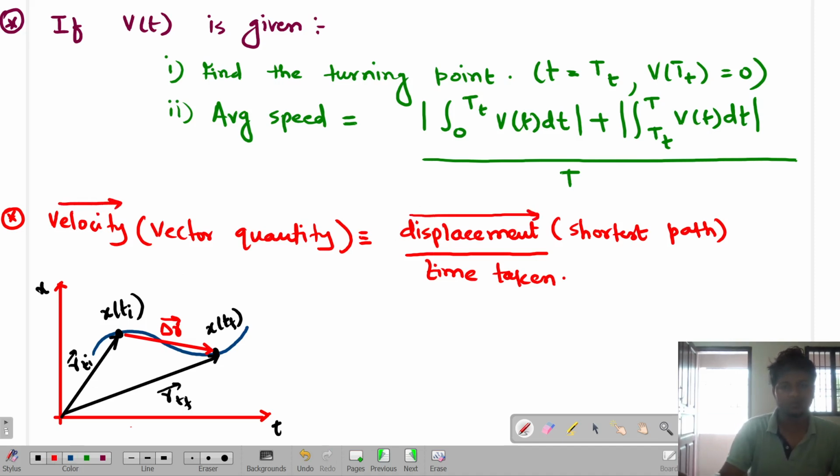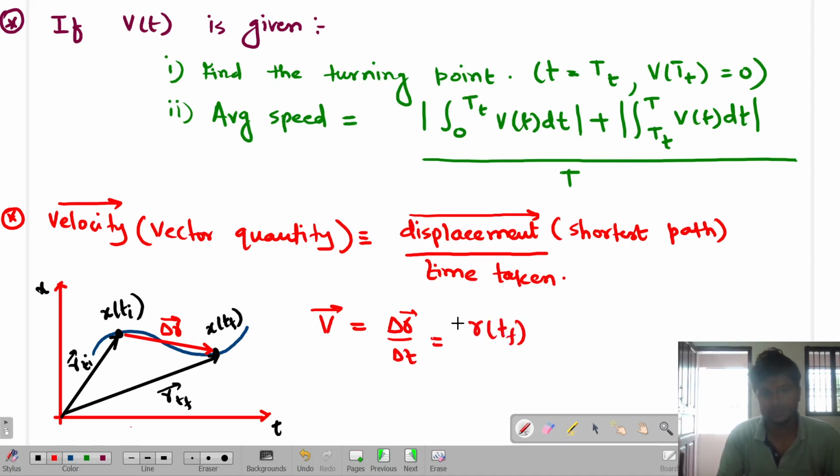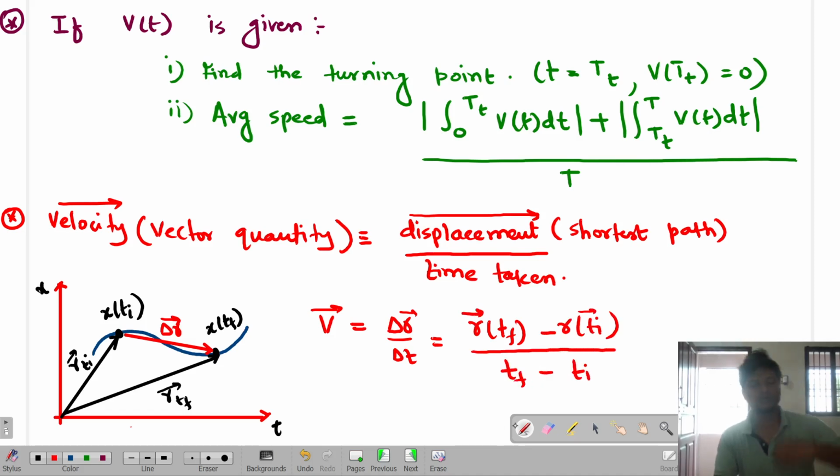Are you able to get me? And then in reality, the velocity formula in vector form is given as delta r vector by delta t. Delta r vector means, if it is moving in all the three possible directions, then it is r vector at t final minus position vector at t initial, divided by t final minus t initial. Are you able to get me or not? Clear?